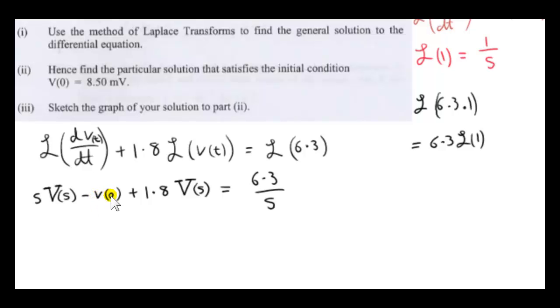Now little v of 0 is unknown. That's why we are getting the general solution to the differential equation. So we'll have to carry little v of 0 throughout this calculation.